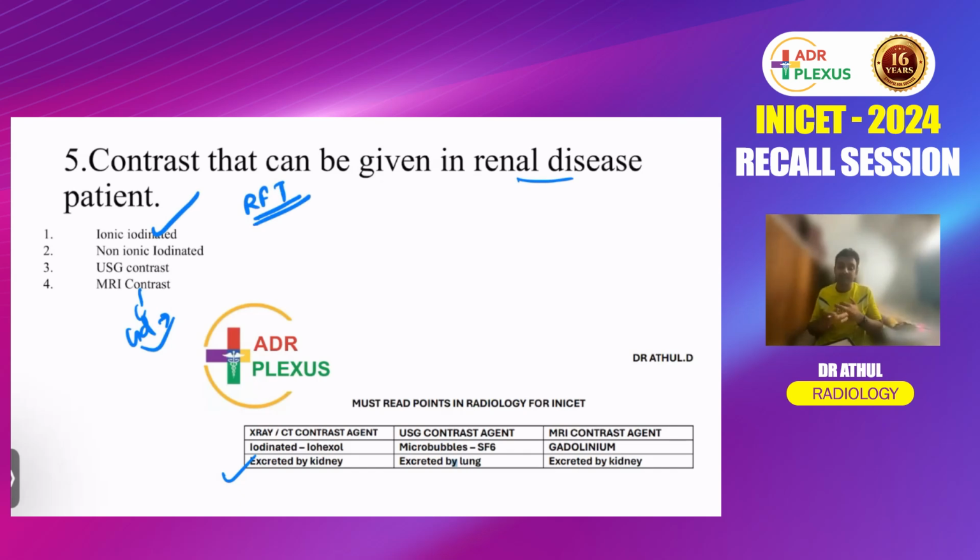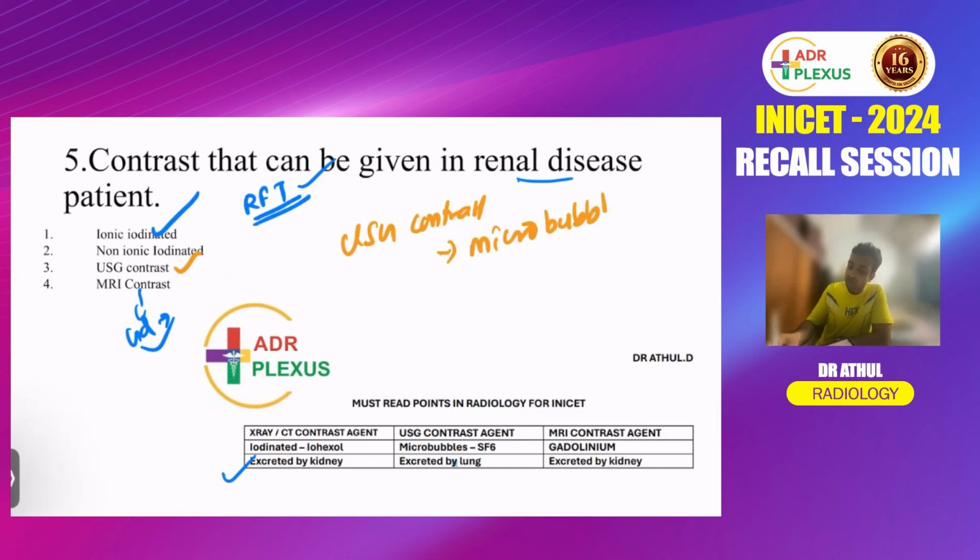So whether it is iodinated contrast agent or a gadolinium based contrast agent, all of these are excreted through the kidneys. So these contrast agents can result in kidney damage. So you have to check renal function test, and these contrast agents should be avoided in cases of renal damage or chronic kidney disease. The contrast agent which is safe to be given in a renal failure patient is USG contrast agent. Ultrasound contrast agents are usually microbubbles, which are usually made up of sulfur hexafluoride.